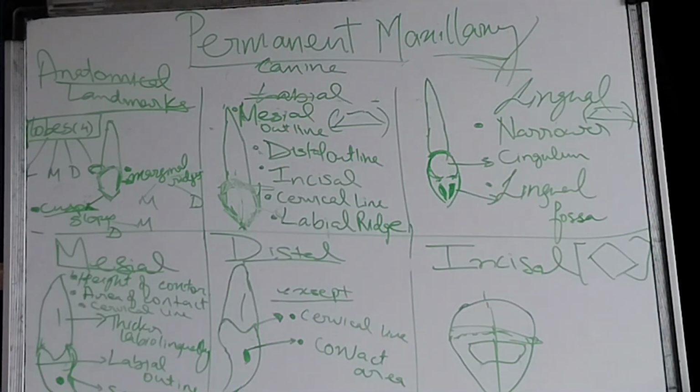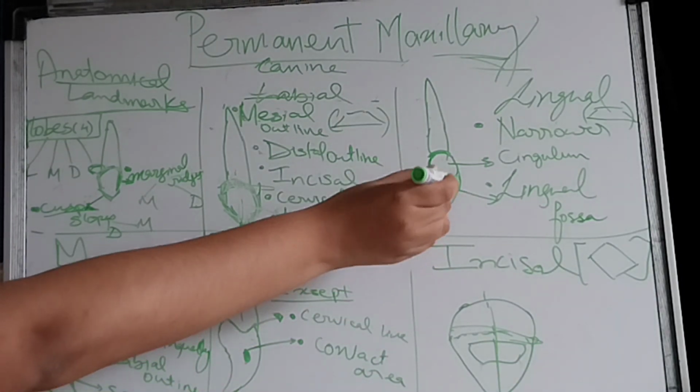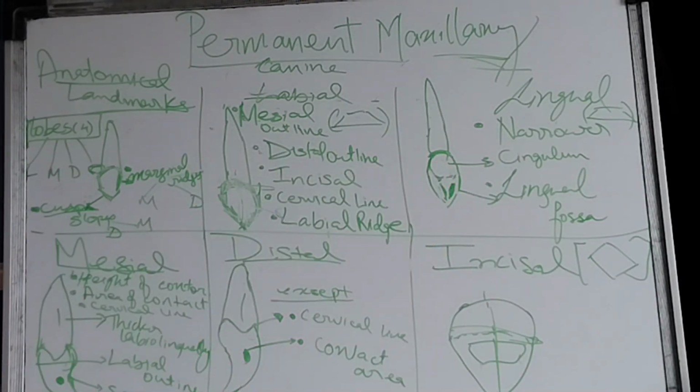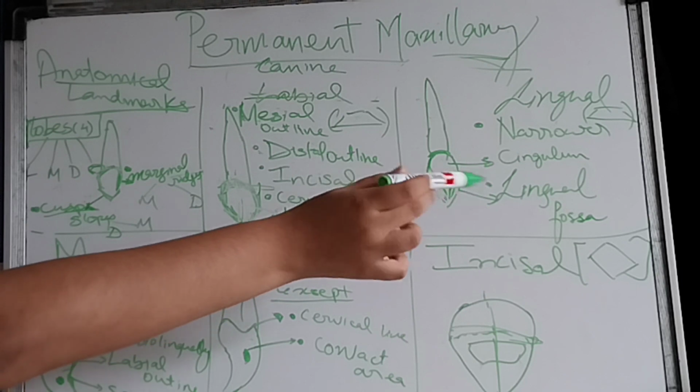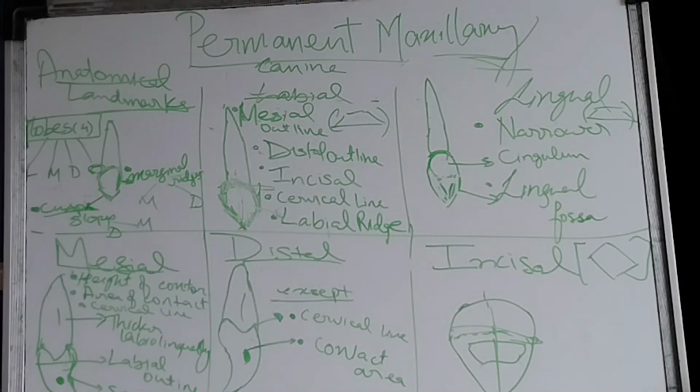Over here it is a convexity in the cervical third, which is the cingulum, and there are well developed marginal ridges over here, strongly developed along with the cingulum. They form the lingual fossa. As we know, they form the boundaries of the lingual fossa. These are the lingual fossa. There are, see, two fossae over here, right?